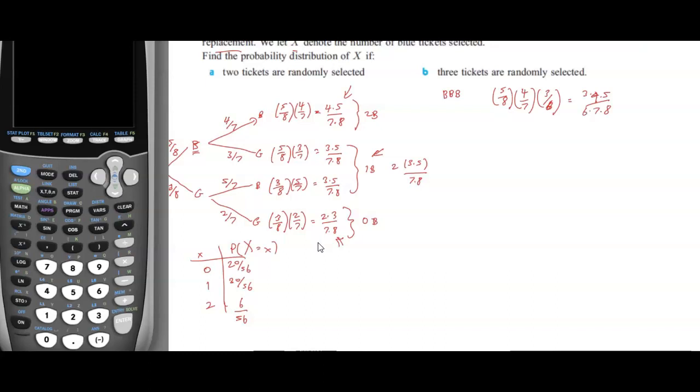What about the probability of 3 greens, which is also pretty easy, or 0 blues? There's 3 greens to start out with, then there's 2 greens after we draw out the first green, and then there's only 1 green remaining.